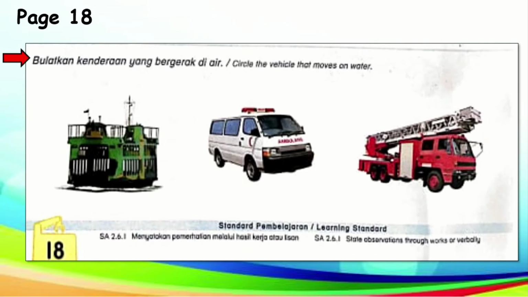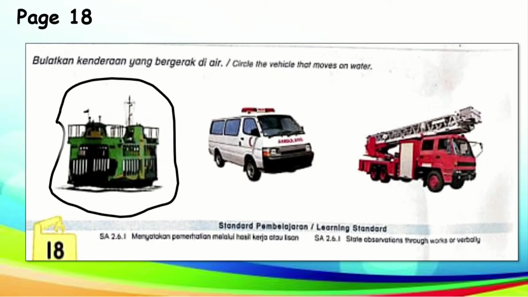Circle the vehicle that moves on water. So here we have three pictures. Now we have to circle the vehicle that moves on water. The first one will be ferry. The second picture is an ambulance. And the last one is a fire engine. So which vehicle among these three moves on water? Yes, a ferry moves on water. So now let's take your pencil and circle ferry.